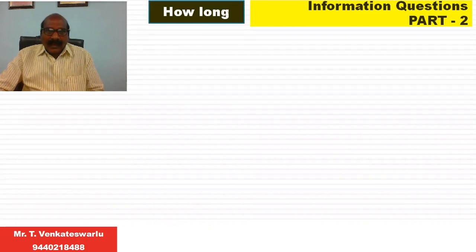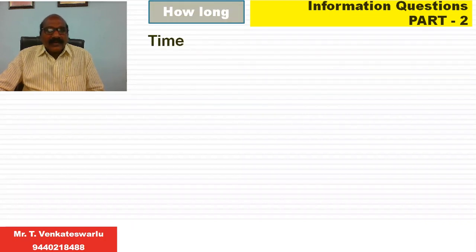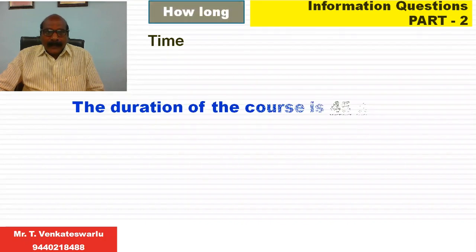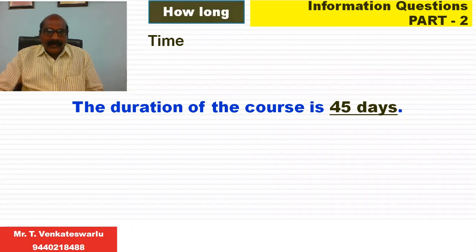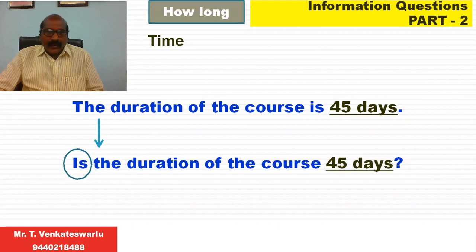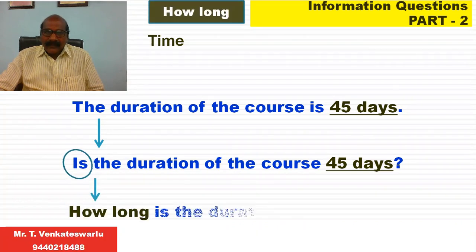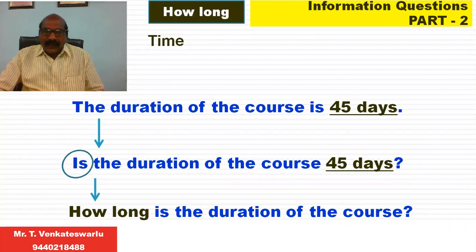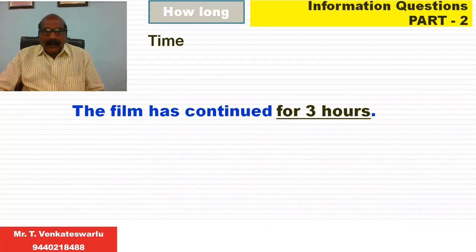Next one, another question phrase. How long? The phrase how long refers to time. Let's see some examples. The duration of the course is 45 days. Generally, to change it into a yes or no type question, the duration of the course is a subject and is is a verb. Simply we have to invert the subject and the verb to get the yes or no type question. Is the duration of the course 45 days? And the underlined part, 45 days, refers to time. So we have to use how long at the beginning. How long is the duration of the course? And the focused point is generally deleted. Next example. The film has continued for 3 hours.